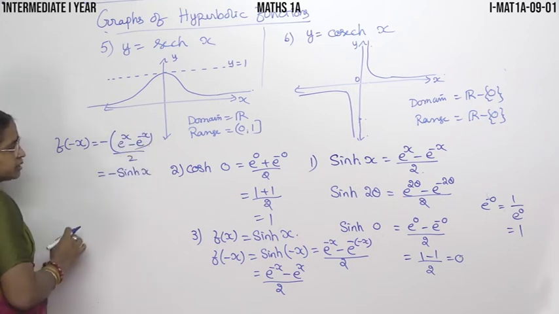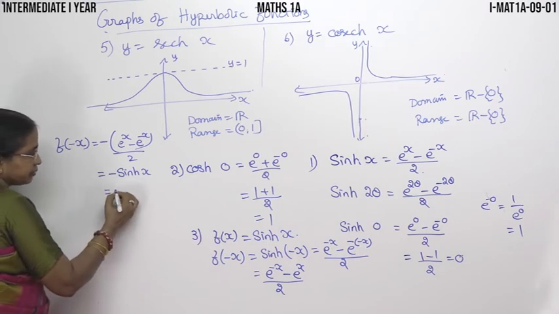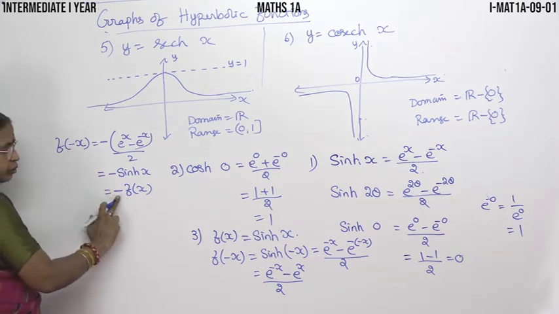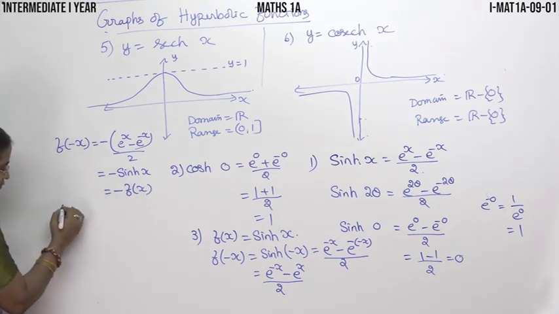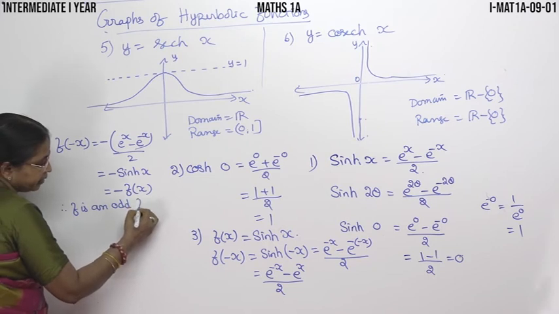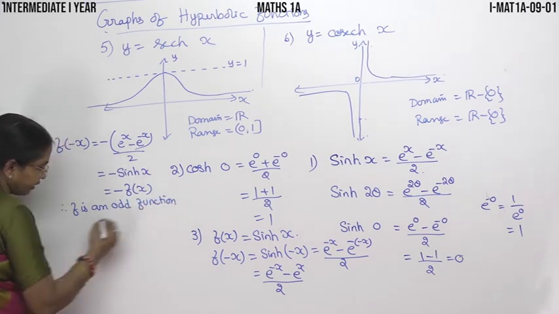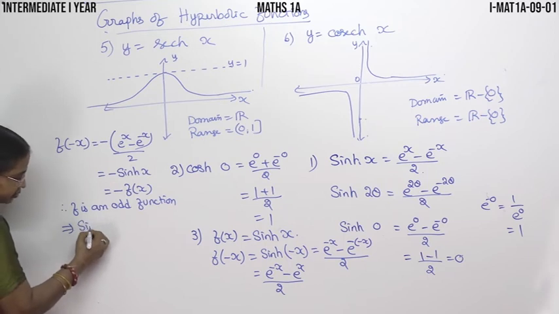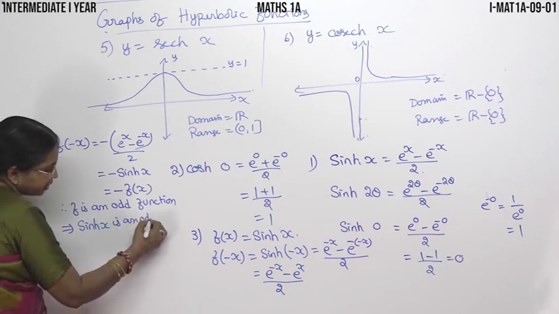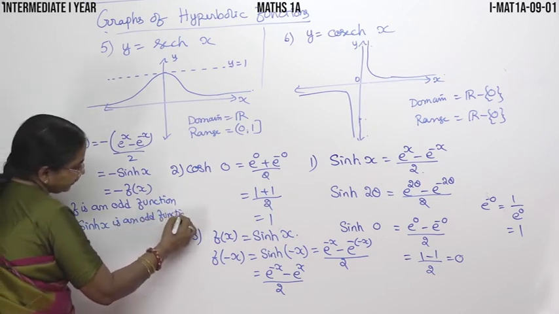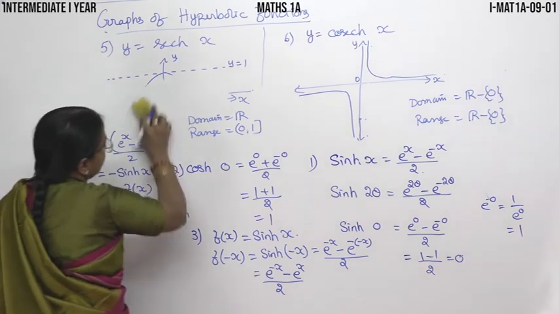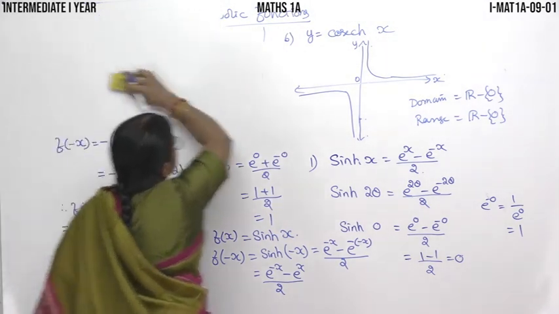This is nothing but sin hx. So it is minus of sin hx. That means it is minus of f of x. So we proved that f of minus x is equal to minus of f of x. Therefore, f is an odd function. Our f is sin hx, so sin hx is an odd function. Now in the same way you can prove that cos hx is an even function.